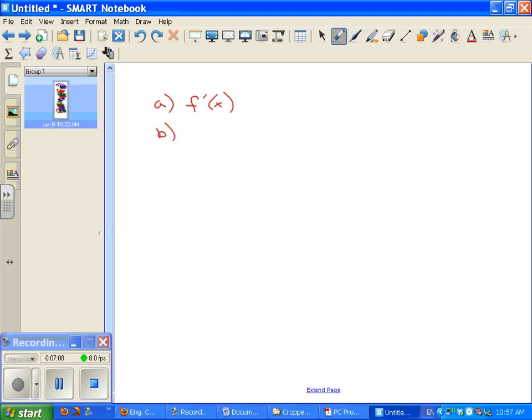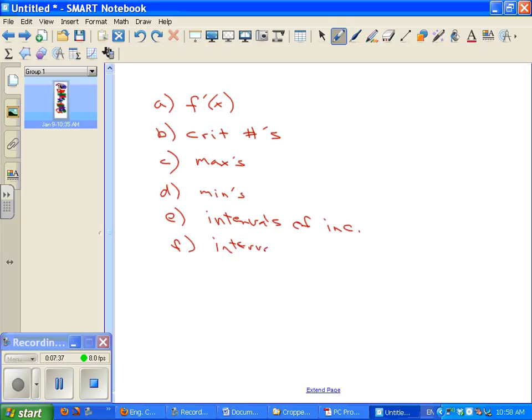So part B, you're going to tell me what are the critical numbers. Part C, you're going to tell me any maximums. Part D, you're going to tell me any minimums. And if you don't have any maximums, you just put none. E, you're going to tell me the intervals of increasing. F, you're going to tell me the intervals of decreasing. All of that, that's the first derivative test.